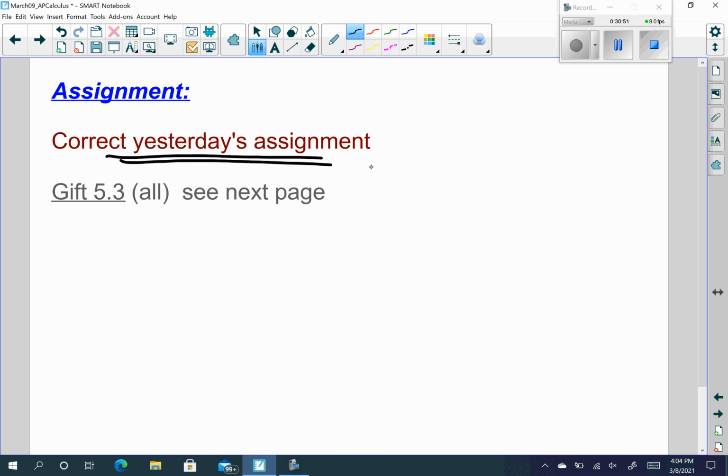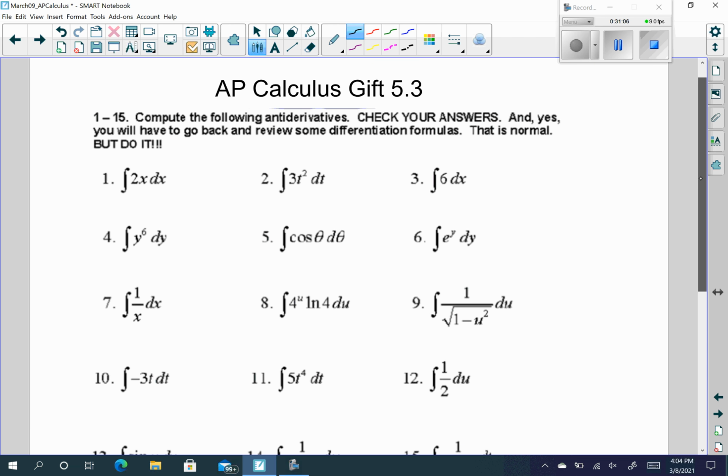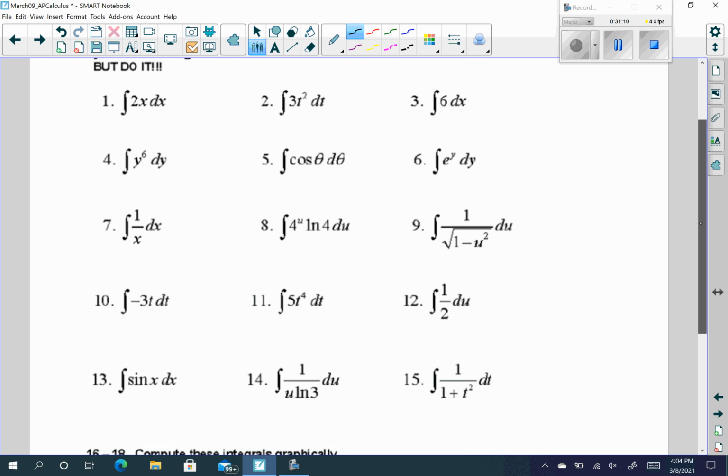All right, so still continue to go back over yesterday's assignment. Double check, correct, ask me questions. And now I'm going to give you guys assignment 5-3. I'll have it scanned in as a separate post. But even if you print this out, please do all work on a separate sheet of paper.